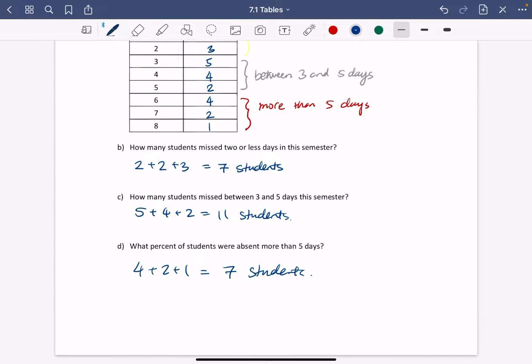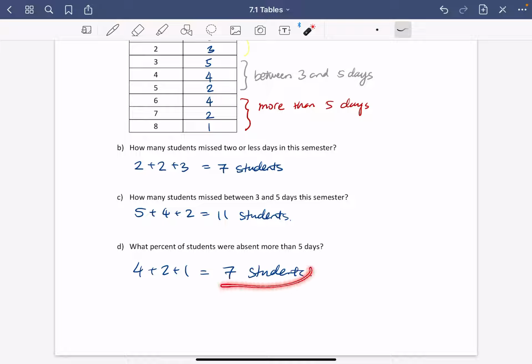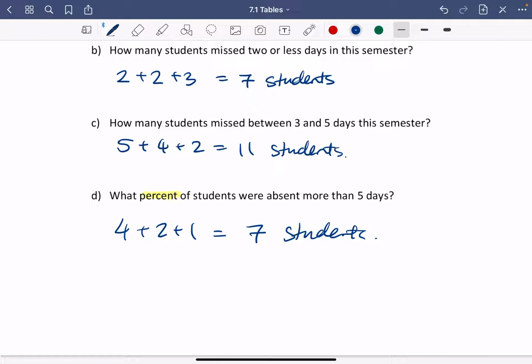So we have a total of 7 students that were absent for more than 5 days. But the question is not looking for the number of students, it's looking for the percentage. Now remember how we can calculate percent? Percent is equal to part over whole times 100%.